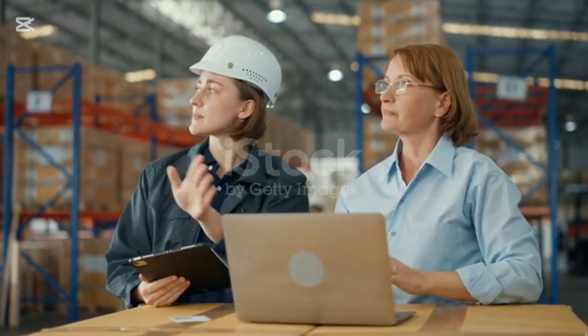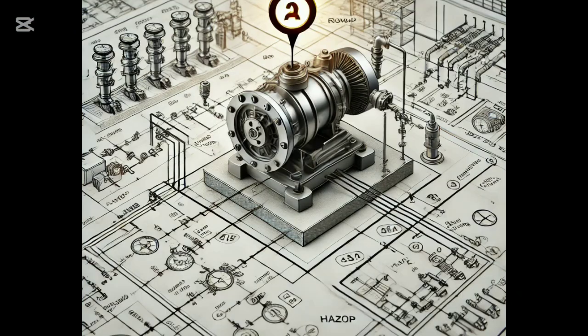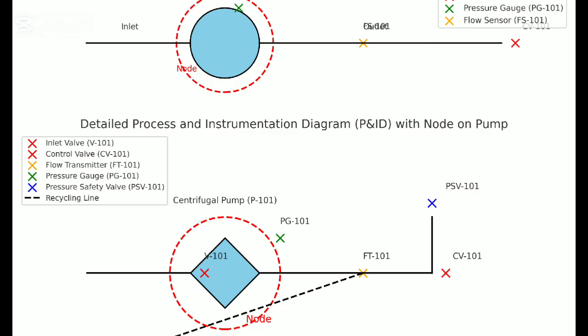Now, how do we select nodes? Here is a step by step guide. Identify the process flow, starting with your PFD, process flow diagram, or piping and instrumentation diagrams, P&IDs. First of all, we set the boundaries by defining the start and end point of each node, such as between equipment or control valves.